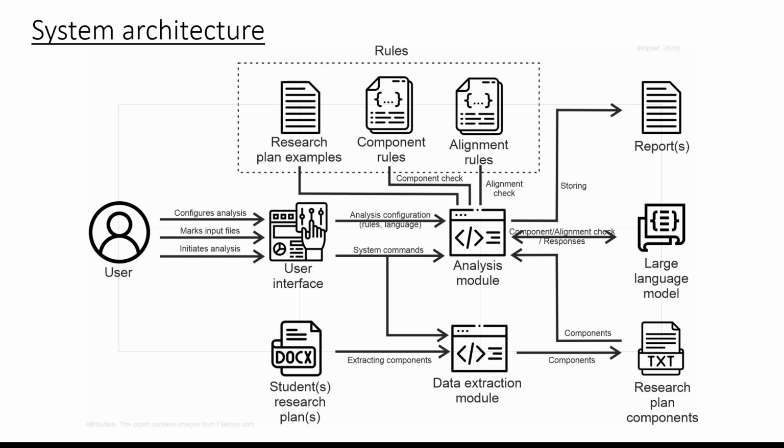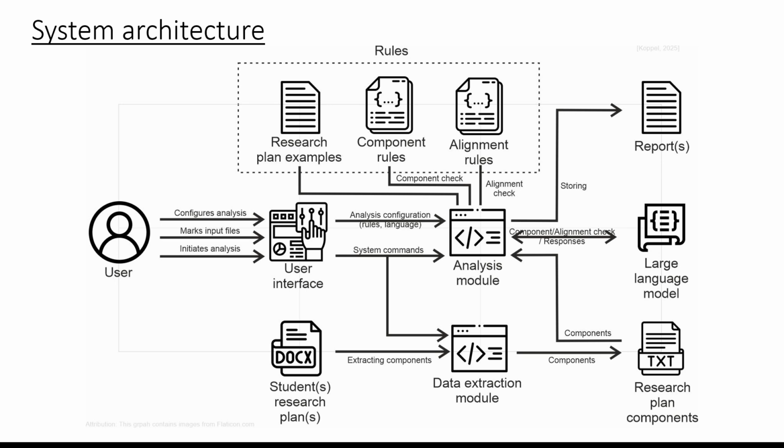So moving on to the system architecture. The system architecture consists of the parts that we see on the slide. We have the user interface, which allows users to configure the analysis, select input files, and initiate the research plan evaluation. Then we have student research plans in multitude. So many plans of several students can be uploaded at the same time or selected. These are Microsoft Word documents which were previously submitted by students for analysis.